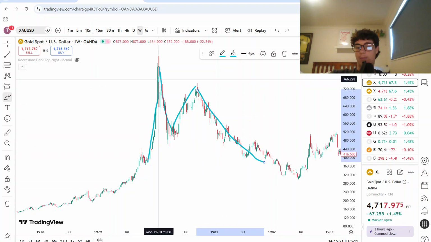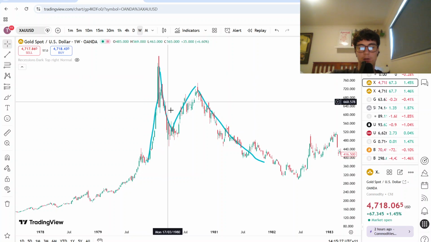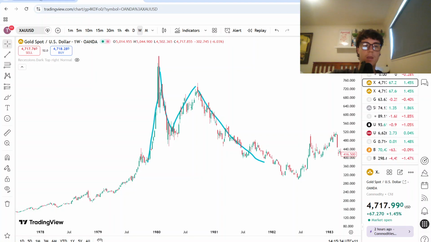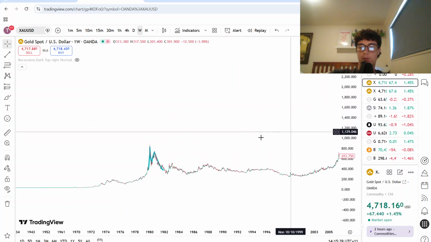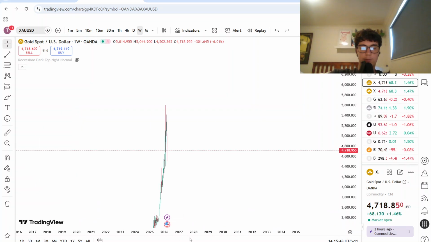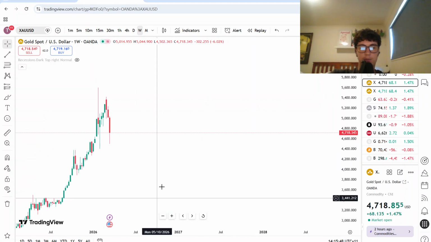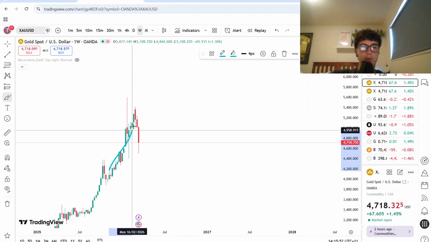And the reason I'm bringing this up now is because the US is currently in a war with Iran. And this is how gold moved around that period when the Iranian Revolution was occurring. Now, if we come to where gold is currently, as you can see, we have had this big blow off top.